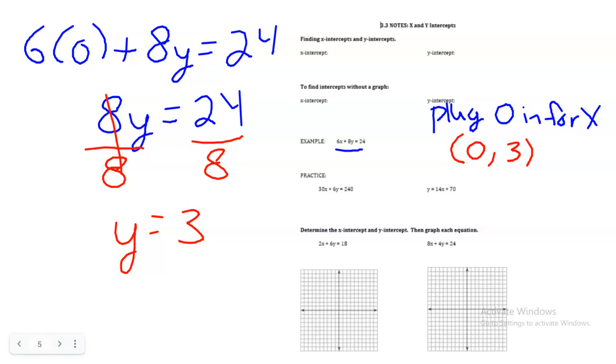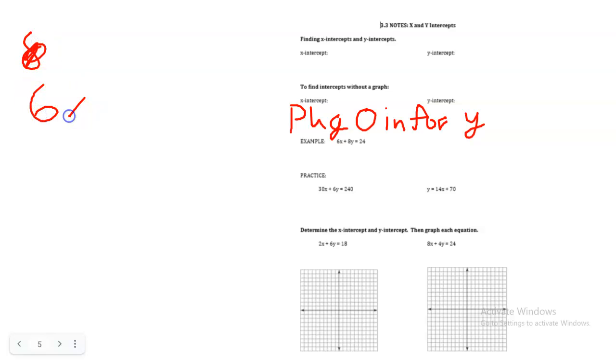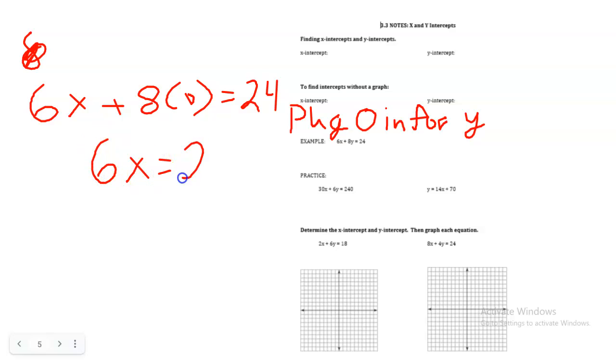Okay, now I want to find the x-intercept. So I'm going to use the same logic. But instead of plugging 0 in for x, I'm going to plug 0 in for y. Okay, so if I plug 0 in for y, that means I'm going to have 6x plus 8 times 0. We're going to set that equal to 24. I know 8 times 0 is just 0, so I'm left with 6x, and that's equal to 24.